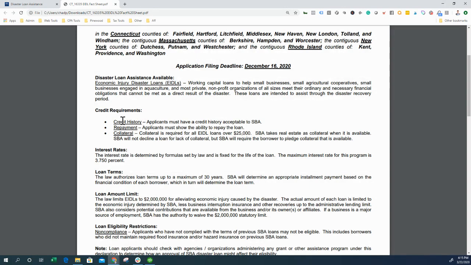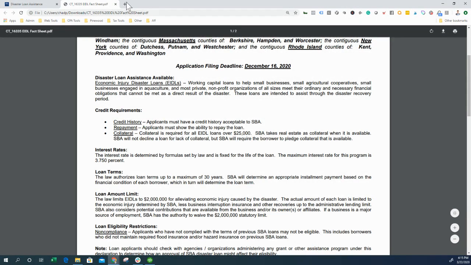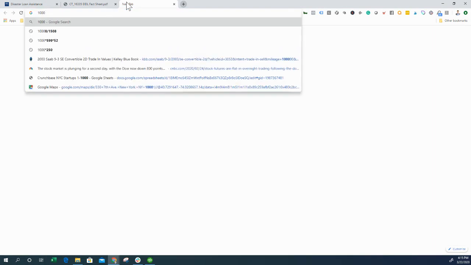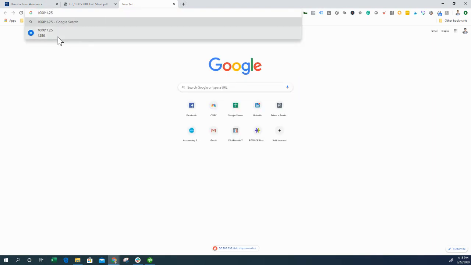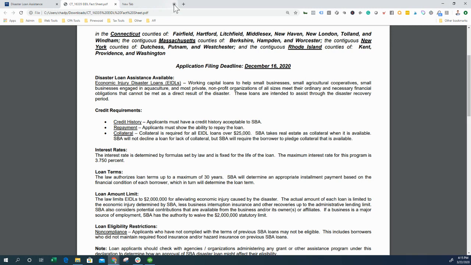So that's $1,250, right? So $1,000 times 1.25 is $1,250. So what that means is your cash flow needs to show at least $1,250 a month after all expenses in order to be eligible to cover the debt service. All right, so we can certainly help you run that calculation, but that's the rough number, 1.25 times the monthly payment obligation of the loan.